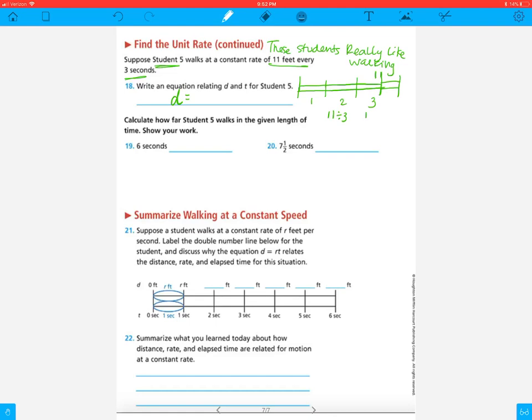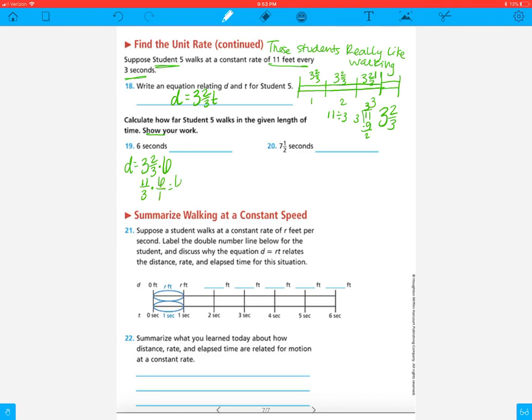So I'm going to divide 11 by 3, and I get an answer of 3 2/3. So student 5 walks 3 2/3 feet every second. Wow. Now, is this the farthest that these students that we've seen go? Could be. So try number 19 and number 20 on your own, and then come on back using the equations that we already made.